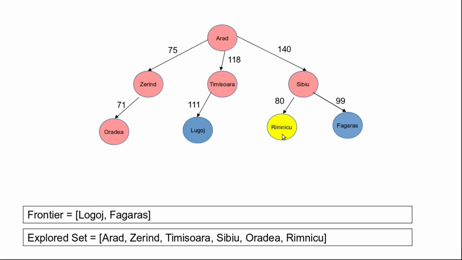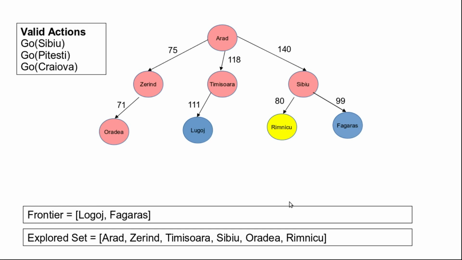So Rimniku will be selected for expansion, and we first check whether the selected node is the goal node. No, it is not the goal node. If it is not the goal node, we will add that node to the explored set, and then we'll try to find what the valid actions are. The valid actions: we can go to CBU, we can go to PTSD, or we can go to Craiova.